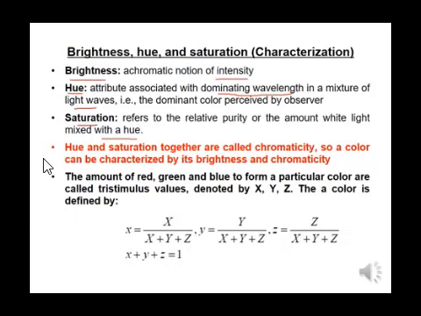If we add hue and saturation together, it is called chromaticity. The amount of red, green, blue that forms a particular color is known as tristimulus values. So see this value, small x is equal to capital X upon X plus Y plus Z, and similarly and so on.